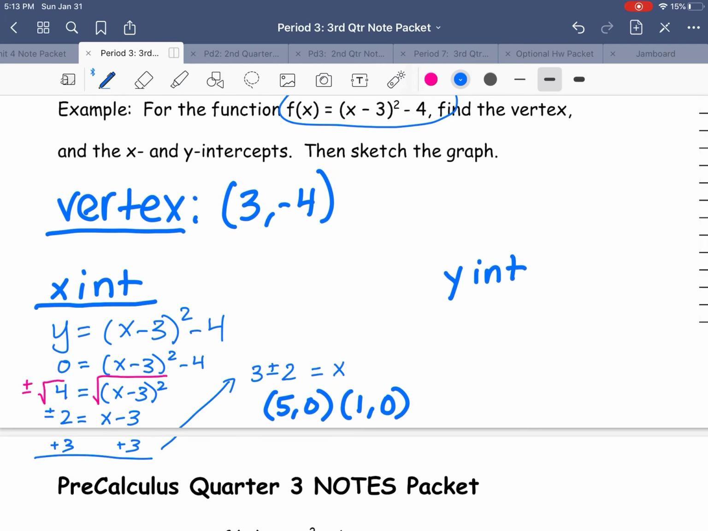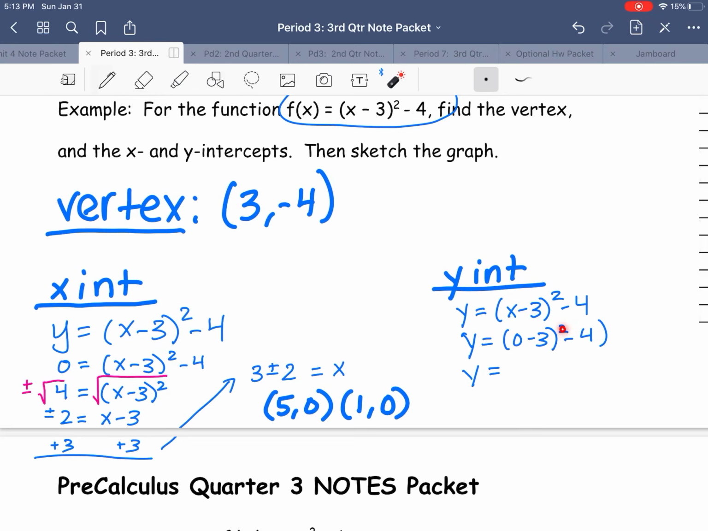Now we have to find the y-intercept. That one will be a little bit easier. Y-intercept, I'm going to go into my equation. This is the original equation. And for a y-intercept, in for x, I'm going to substitute in 0. So y equals, just put 0 in for x, and simplify. -3 squared is 9. So I have 9 minus 4, y equals 5.